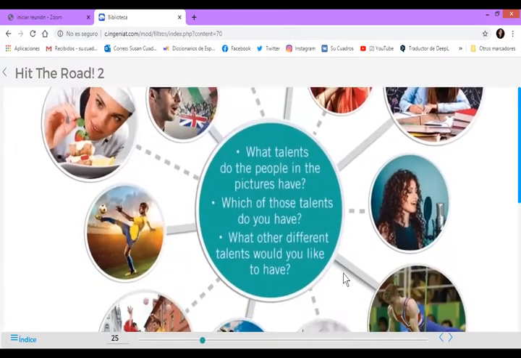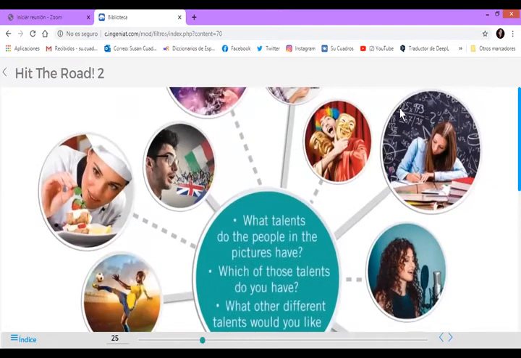Now let's see the second question. It says, which of those talents do you have? What are your talents? Let's give some examples. In my case, for example, I sing, and I think I sing very well. Well, I love studying, so I think that's one of my talents. I really, really love studying. I really don't like acting, but I do like speaking different languages. I know English, and I am learning Chinese as well.